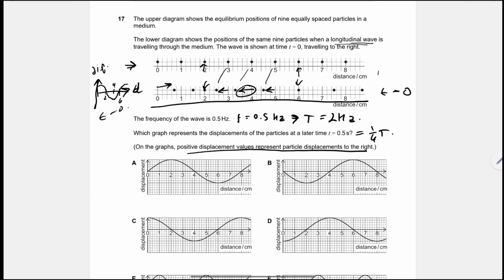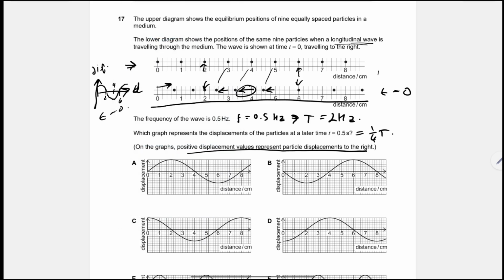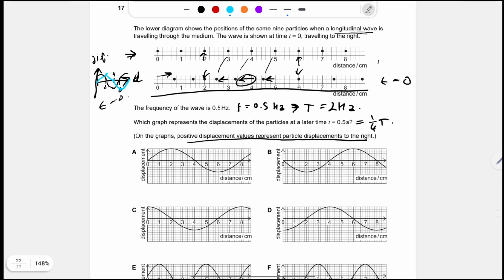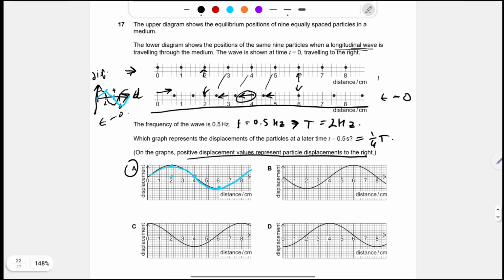So after a quarter of a cycle, let's draw it in blue. Position 2 is going to be at the maximum now, and then there's going to be no displacement at 4, and 6 is going to be the lowest. So it's going to look like this. Let's look for that: at 0, 2, 4 has got no displacement, 6 has got max negative displacement. This is what it's going to look like, so it's going to be A. Question 17, that's a bit of a tough one. You need to think about that one well.